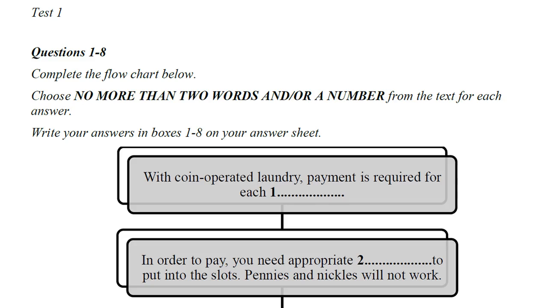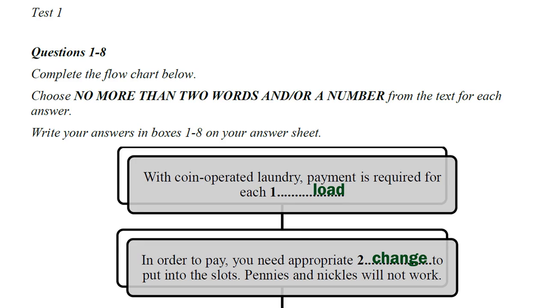Okay, moving on to the next question. In order to pay, you need appropriate something to put into the slots. So again, from the location and the words need appropriate, I know that the blank requires a noun. And again, this is a question that if I read the article carefully, I shouldn't have to try to find this. The answer here is change. So in order to pay, you need appropriate change to put into the slots. Pennies and nickels will not work. And the pennies and nickels also gives me a hint that the answer here is change.